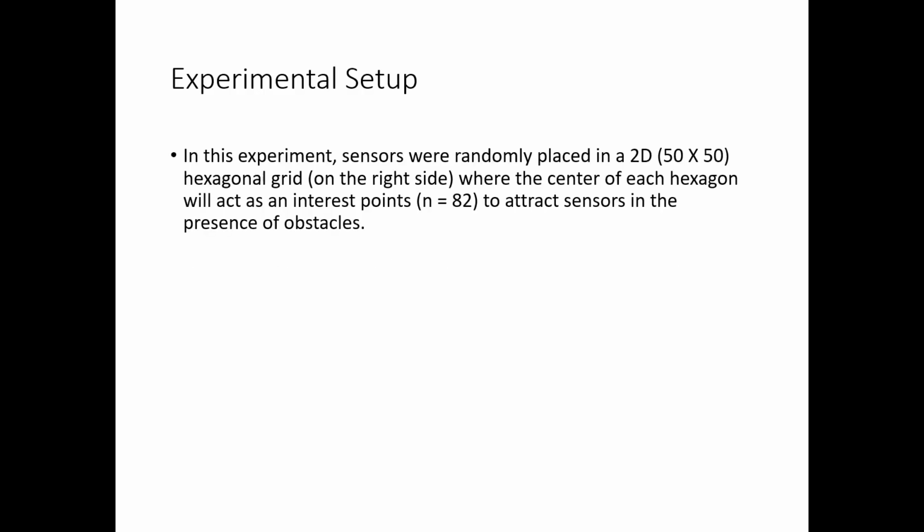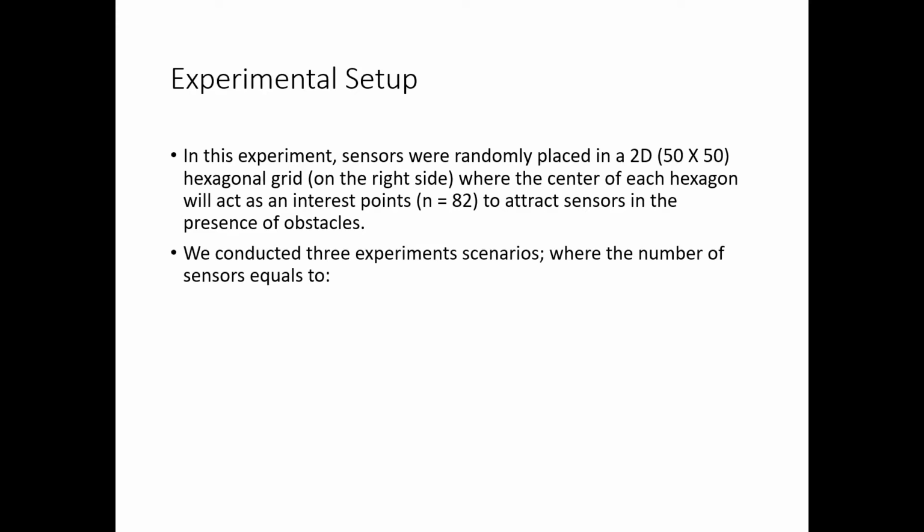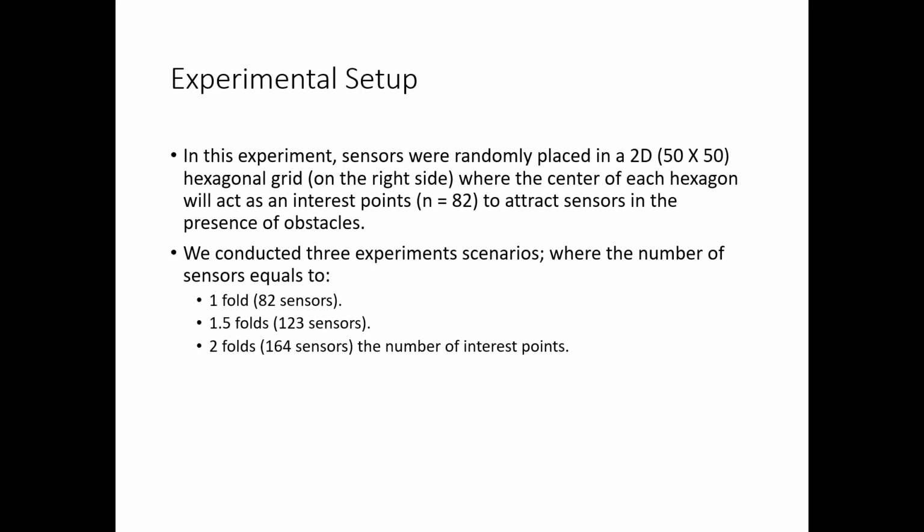Experimental simulation results. In this experiment, sensors were randomly placed in a 2D hexagonal grid where the center of each hexagon will act as an interest point to attract sensors in the presence of obstacles. We have conducted 3 experiment scenarios where the number of sensors will be equal to: first, one fold, 1.5 fold, and 2 folds of the number of interest points.